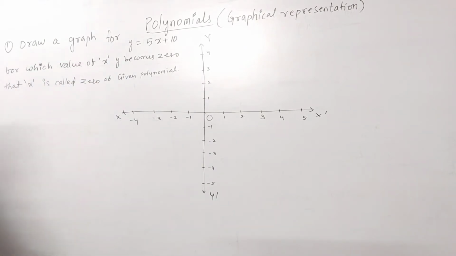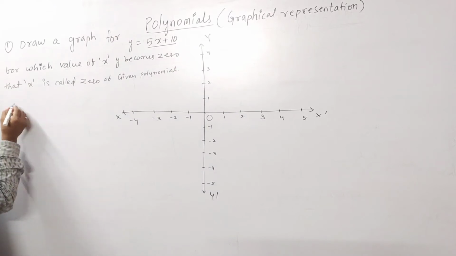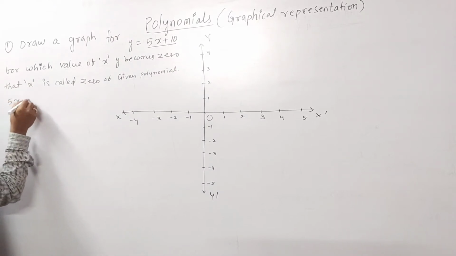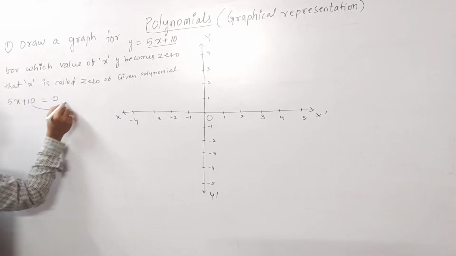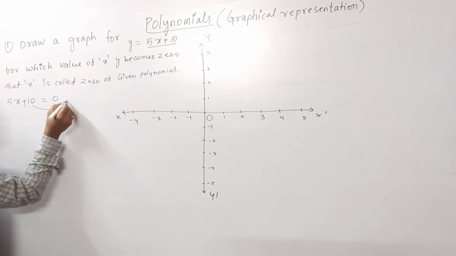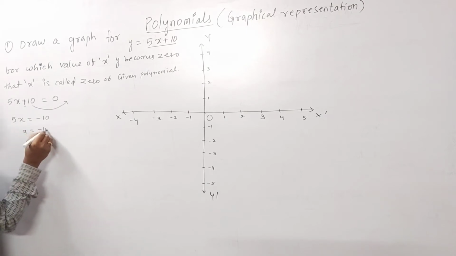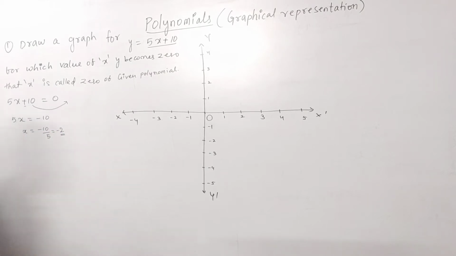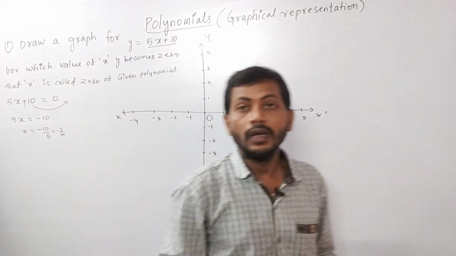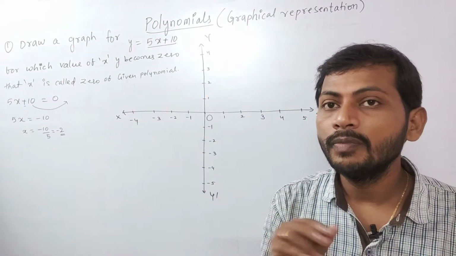The given polynomial is 5x plus 10. I write 5x plus 10 equal to 0. This 10 I take to the other side, where it becomes minus. 5x equals minus 10, then x equals minus 10 by 5. The answer is minus 2. The zero of the given polynomial is minus 2.